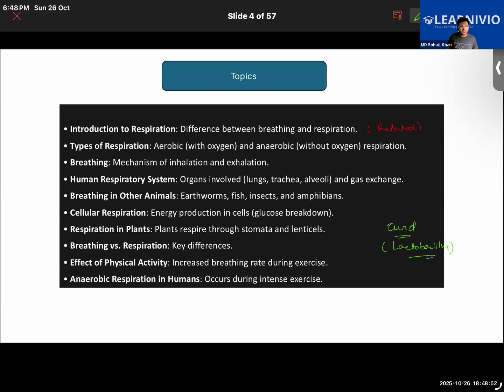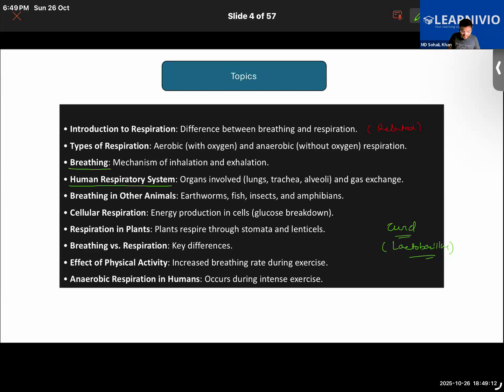So they also need some amount of oxygen, right? Yes, sir. So that is the thing. So we'll be learning about these things. We'll be learning about the mechanism of breathing. Then we will learn about how the human respiratory system works, how all the different organs are working together.